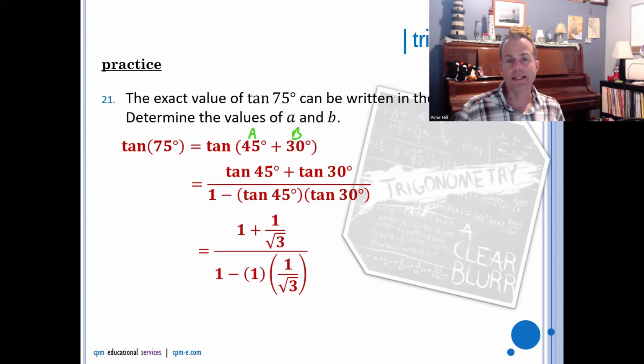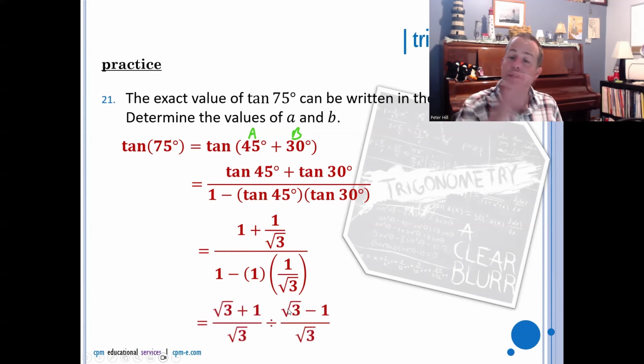Okay, so I plugged in my 45s and my 30s. I now need a common denominator up on the top here. So I'm going to call this 1 as root 3 over root 3. And then same thing down here. Actually, this is going to be 1 minus 1 over root 3. So I'm going to call this 1 as root 3 over root 3. And then I'm going to write it as a left to right division statement so that I don't have to deal with those complex fractions. So this is the top, root 3 plus 1 over root 3. This is the bottom here, root 3 minus 1 over root 3.